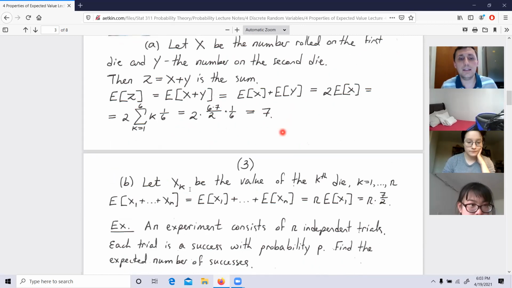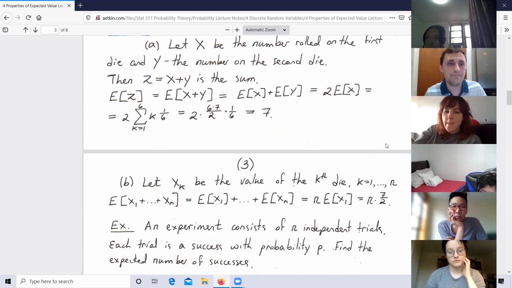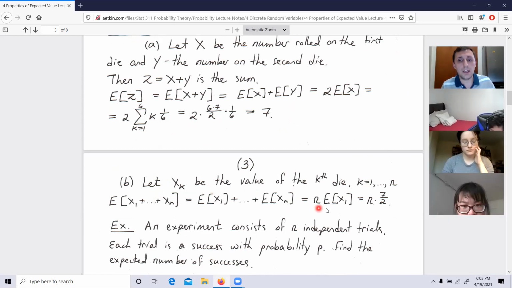Now, if I had n dice, then the expected value is still the sum. Right, and then by symmetry, it's n multiplied by the expected value of just one of them. So we have n times 7 over 2. All right, clear?